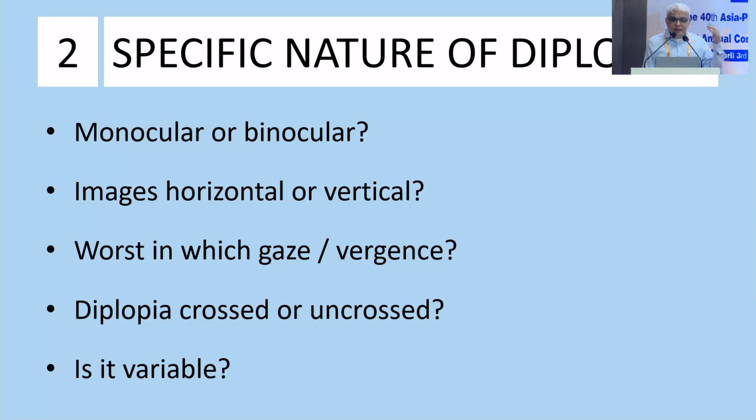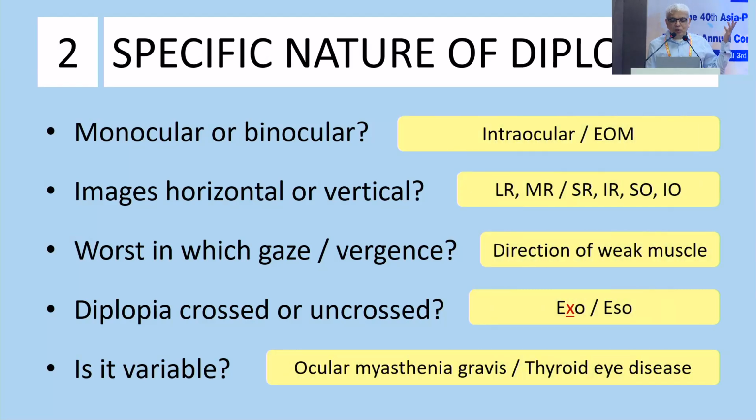Secondly, about the specific nature of the diplopia, I think if you ask even these questions and elicit patient answers to these, you will probably even end up diagnosing which muscle is involved. If it's monocular or binocular, that will tell you whether the cause is intraocular or extraocular motility related. Are the images separated horizontally or vertically, which tells you what kind of muscles are involved. Which direction is it worse? If it's on left gaze, it's about the muscles relating to left gaze. If divergence is more than convergence, then you're thinking of a sixth nerve palsy.